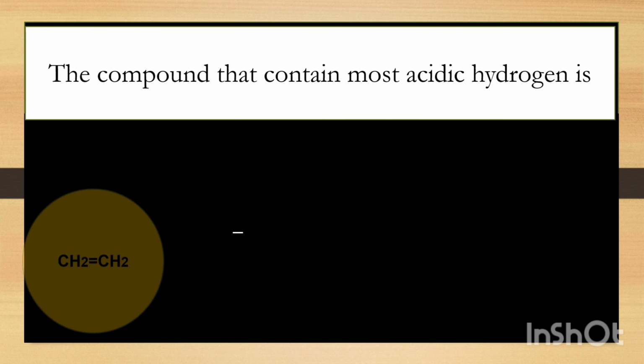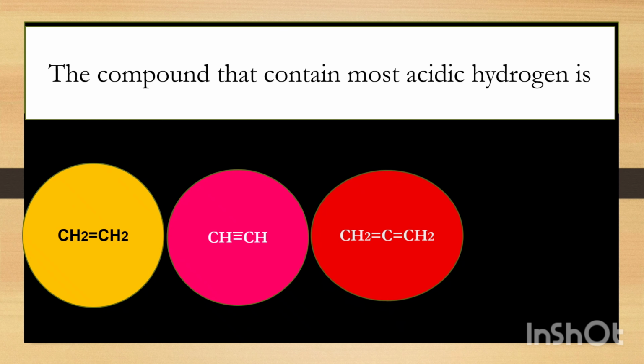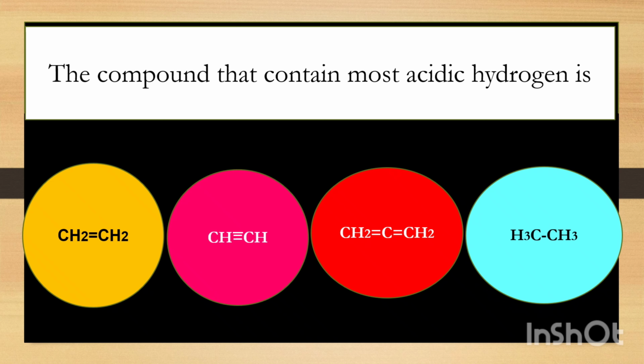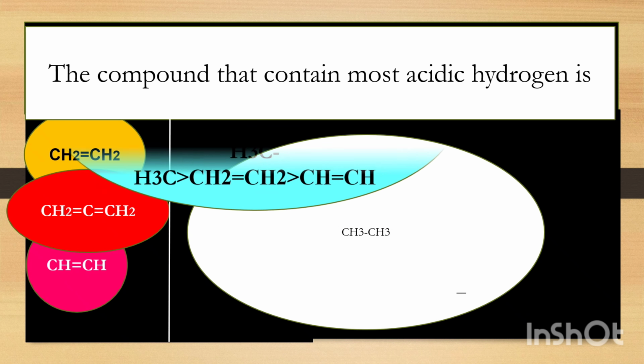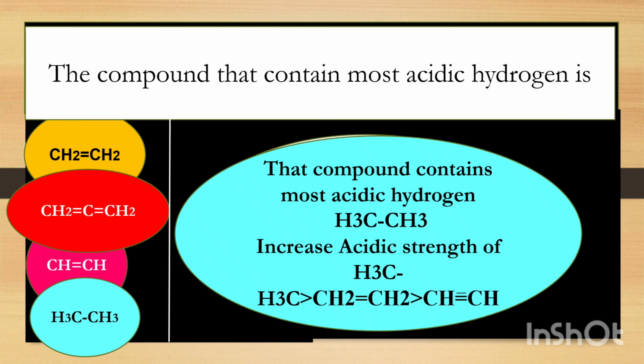Okay, next question: the compound containing the most acidic hydrogen is. Here four options are given, CH2=CH2, CH triple bond and so on. Which one is the correct answer? That is CH3-CH3. They increase the acidic strength. Here the range is given. Which one is correct?